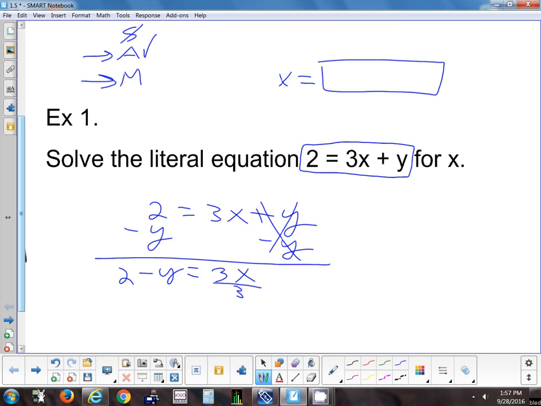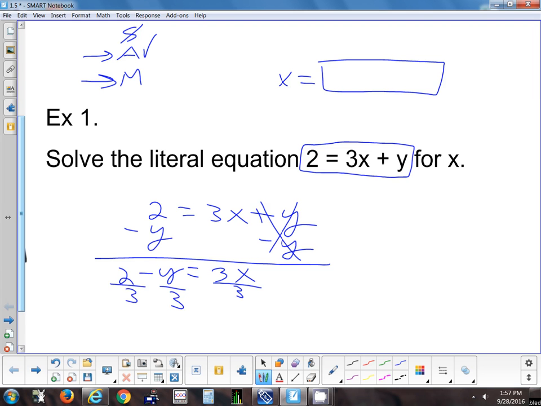Put 2 minus y over 3. Okay, close. I want to do what you're saying. I want to divide this side by 3, but how do I do it? Emily? Do you do it just by 2 over 3? No, not just the 2. The 2 and the negative y. Okay, we divide both by 3.